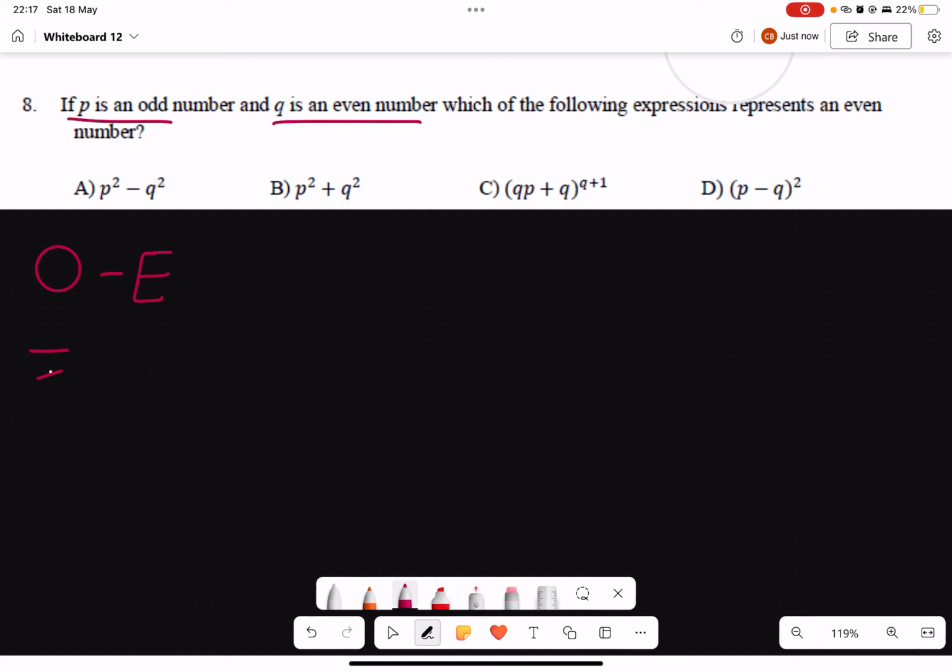Odd number minus even number, I think it's odd. Yes, that should be odd, so this is out. Also, here we have odd plus even. Because the base is odd and the other is even, adding an odd number with an even number, you get an odd number. So that's out.